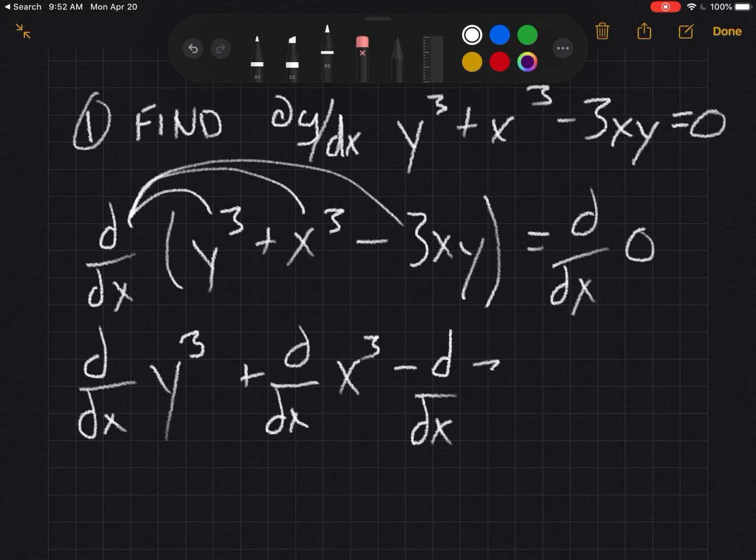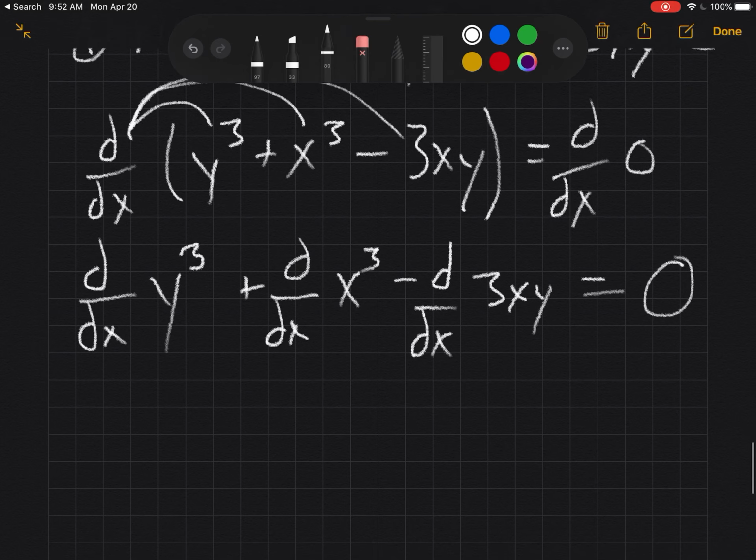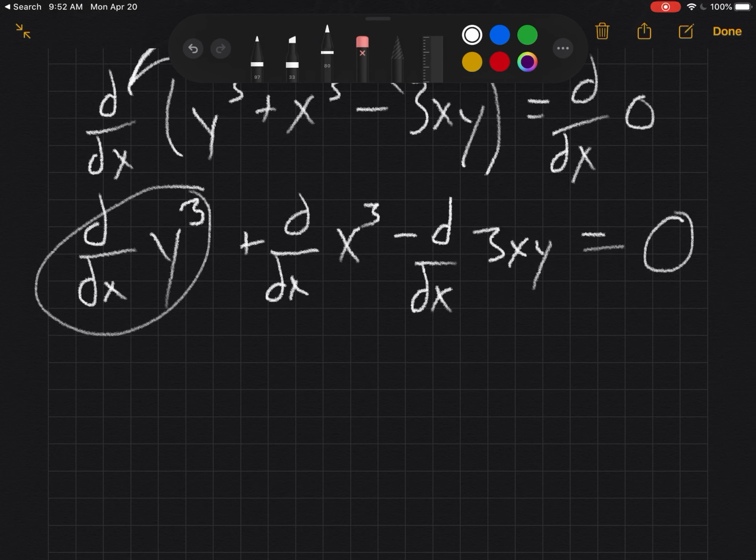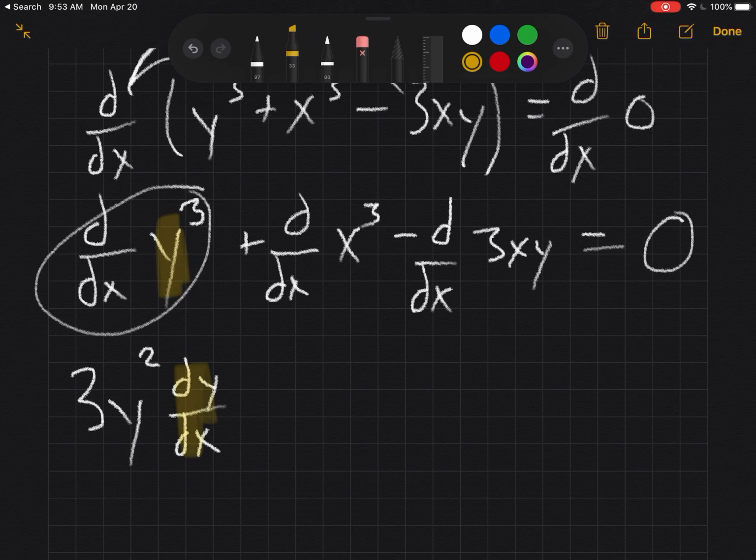I'm going to distribute this operator here. I keep talking about the chain rule, right? But I'm going to tell you a quick and dirty secret after I distribute this. And then the derivative with respect to x of 0 is just 0. So I'm going to apply that right here.